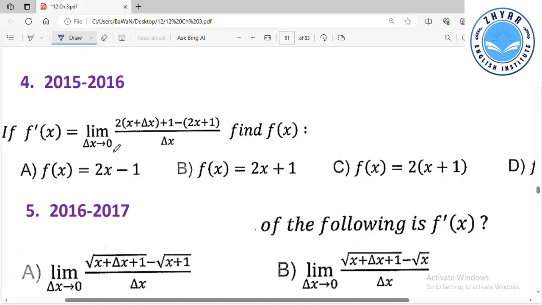This question again, a limit is given. This limit is representing derivative. Find f(x): the part containing x plus delta x, write a big X here. So the answer is 2x plus 1. Checking your answer, there is 2x plus 1. So 2x plus 1 is the right answer. B is right.